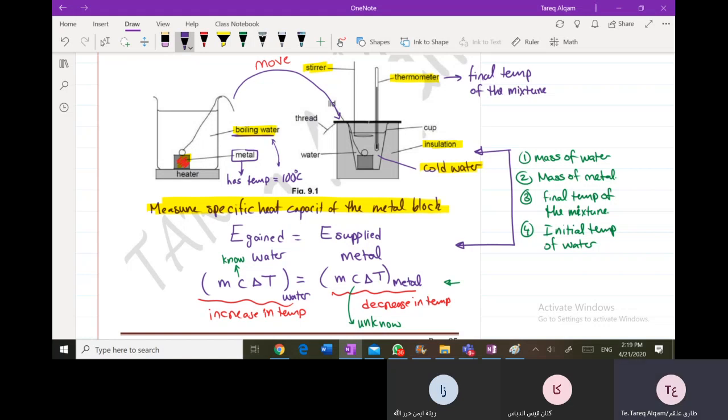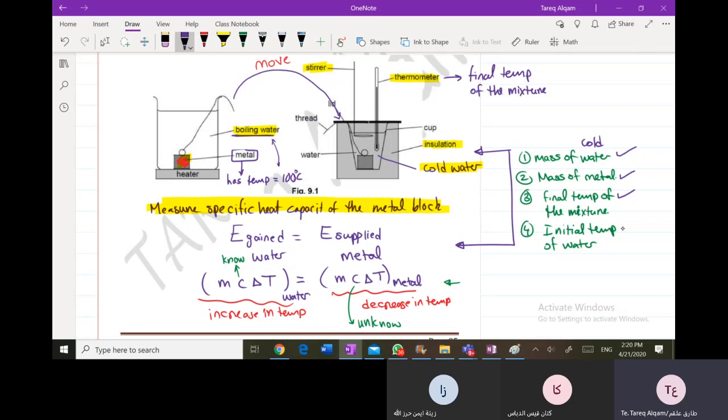What are the measurements that I have to take? First of all, I have to measure the mass of the cold water, the mass of the metal, and the final temperature of the mixture. I have to place this hot metal block in the water and wait around 2 to 3 minutes until they reach thermal equilibrium. Thermal equilibrium means that they both have the same temperature.